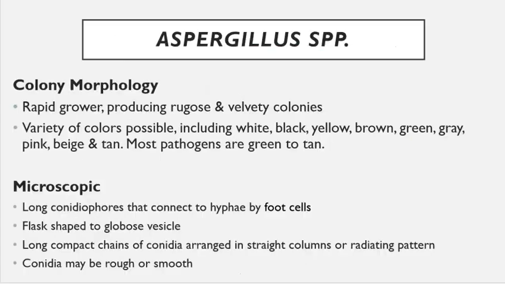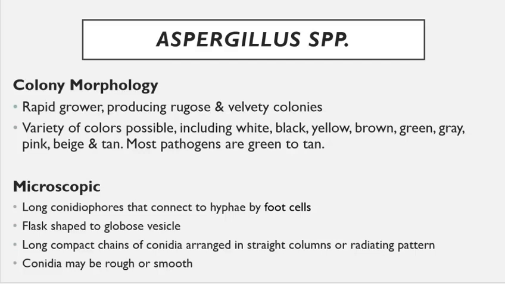also pain. For colony morphology for Aspergillus, we have a rapid grower that produces rugose, velvety colonies. There is a variety of color possible with Aspergillus, including white, black, yellow, brown, green, gray, pink, beige, and tan. Most pathogens are green to tan.